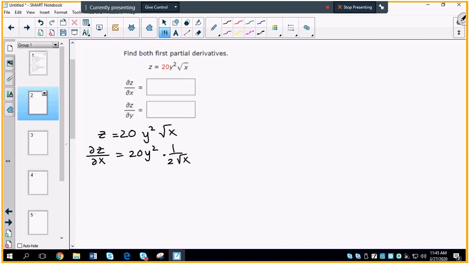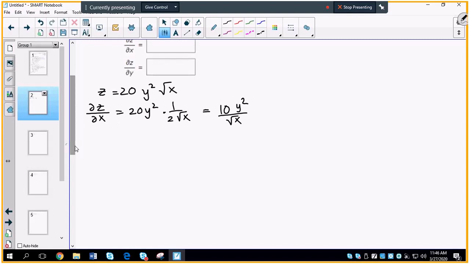And simplify that, you will get 10 y squared over square root of x. And that is going to answer your question for del z del x. Similarly, when I'm doing del z del y for the same function, I'm treating my x variable as constant. So I would rather go ahead and say that this is 20 times square root of x. That's the constant part in your function.